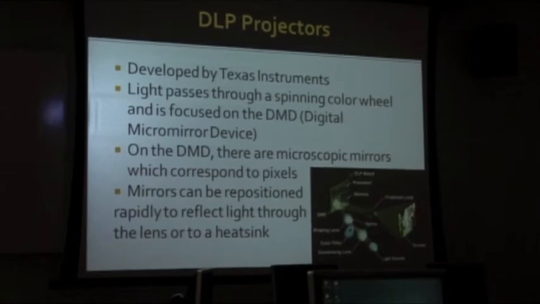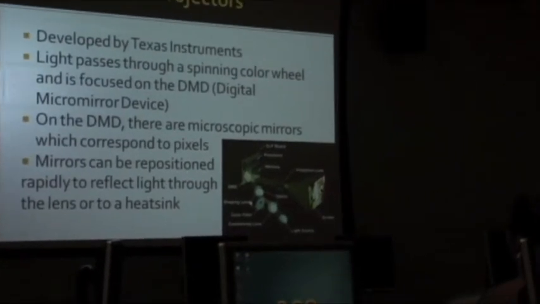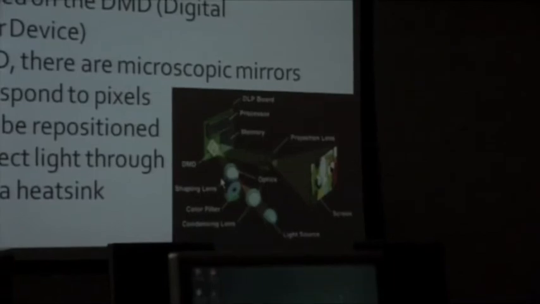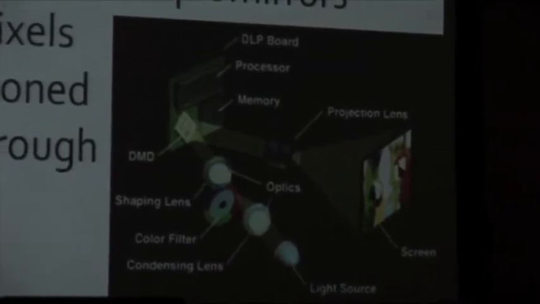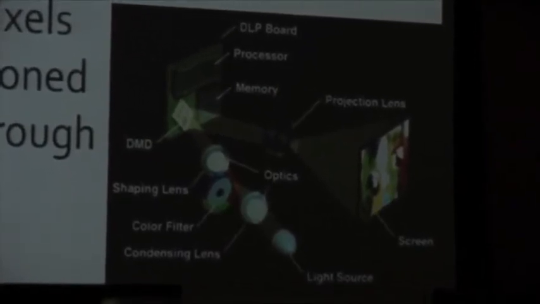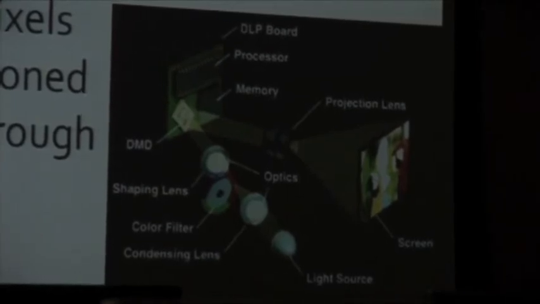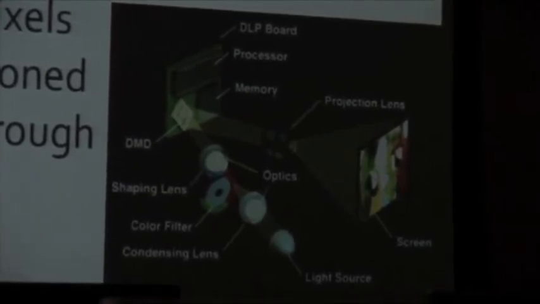DLP projectors, developed by Texas Instruments, known for calculators. Light passes through a spinning color wheel and is focused on the digital micromirror device. You can see it down here. Also, I want to zoom the picture, so don't change the... On the DMD, there are microscopic mirrors, each of which corresponds to a pixel. And they can be repositioned rapidly to reflect light through the lens or away.